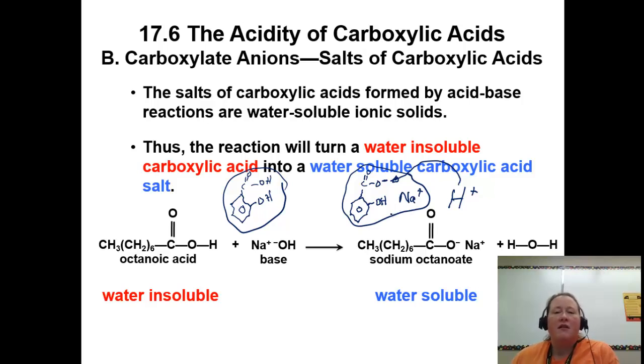So again, the goal of this was to show how a carboxylic acid can react with a base to produce a water-soluble salt and water.